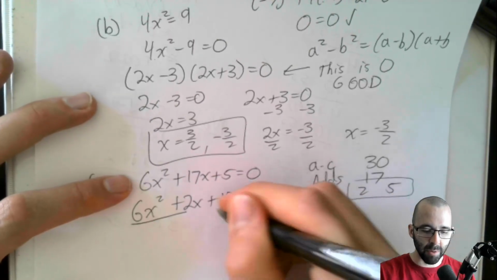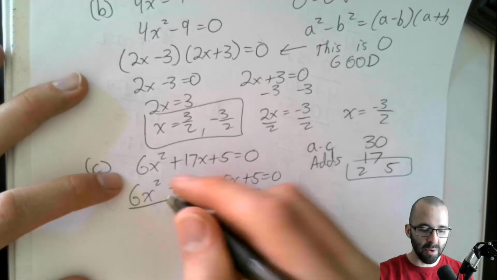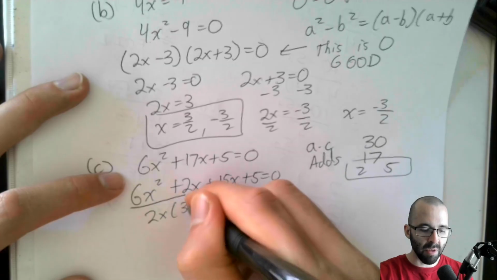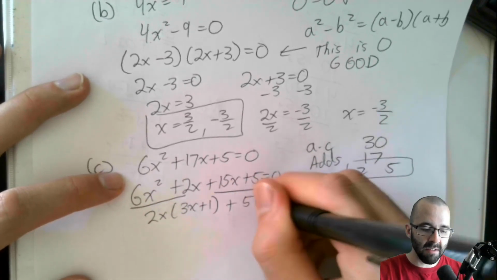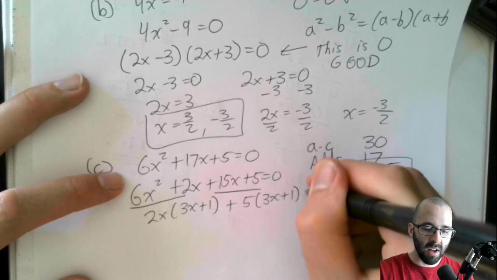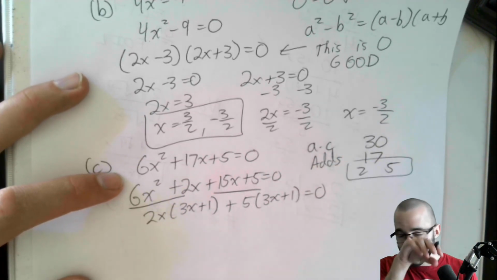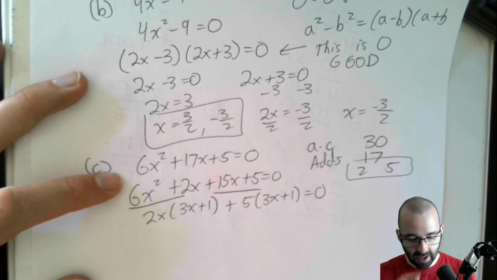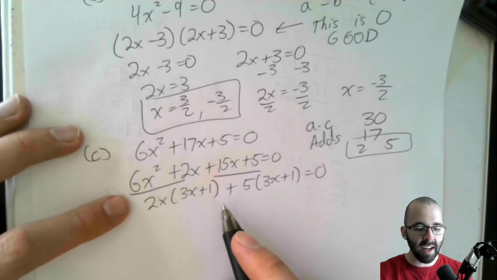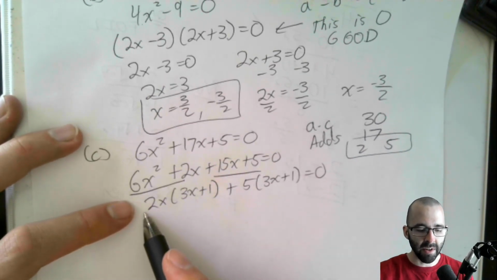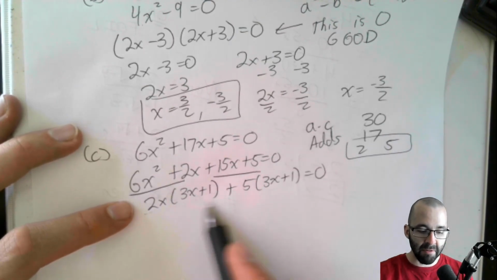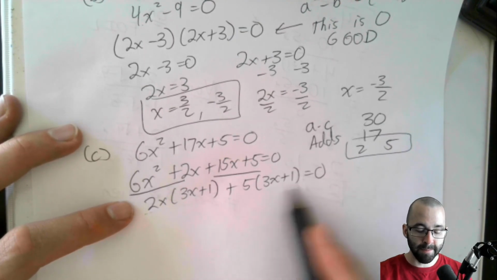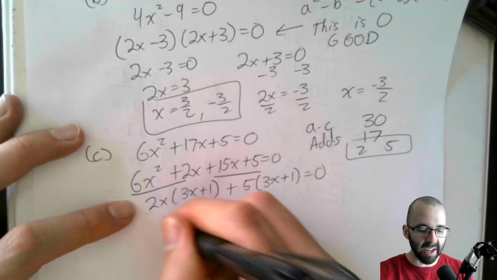And now we factor by grouping. So in this group, we can take out a 2x and we're left with 3x plus 1. In the second group, we can take out a 5 and we're left with 3x plus 1. Those will always be the same if you did your work right, okay? And now, this is a binomial. It's one term plus another term. They have a common factor, the 3x plus 1. So we factor out the 3x plus 1.